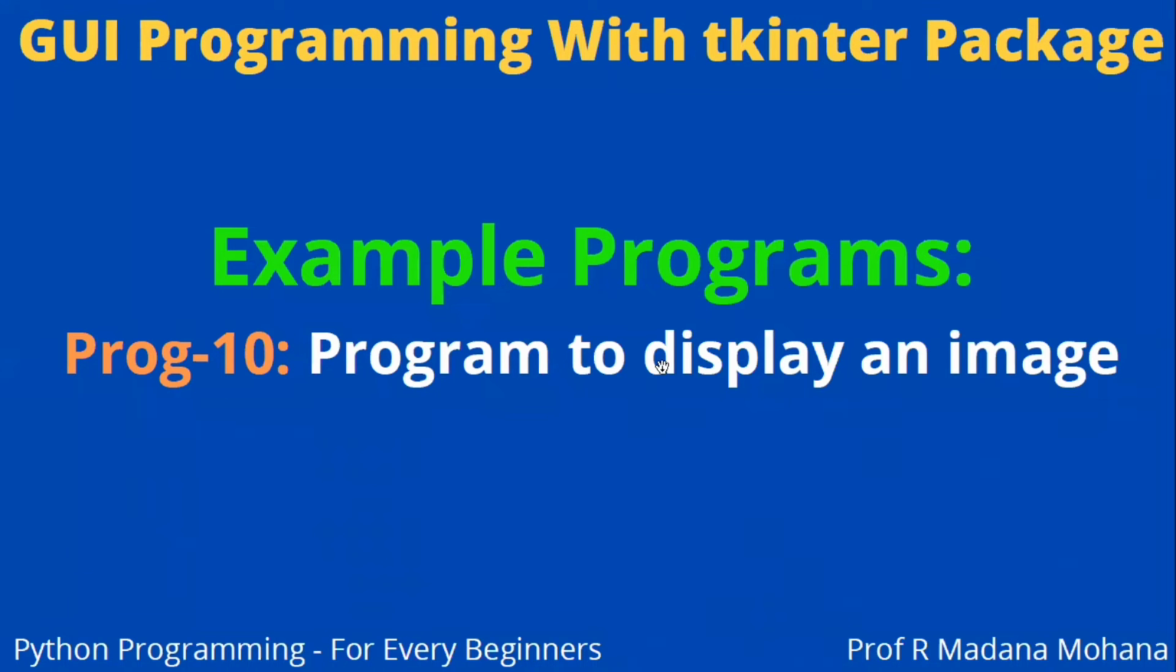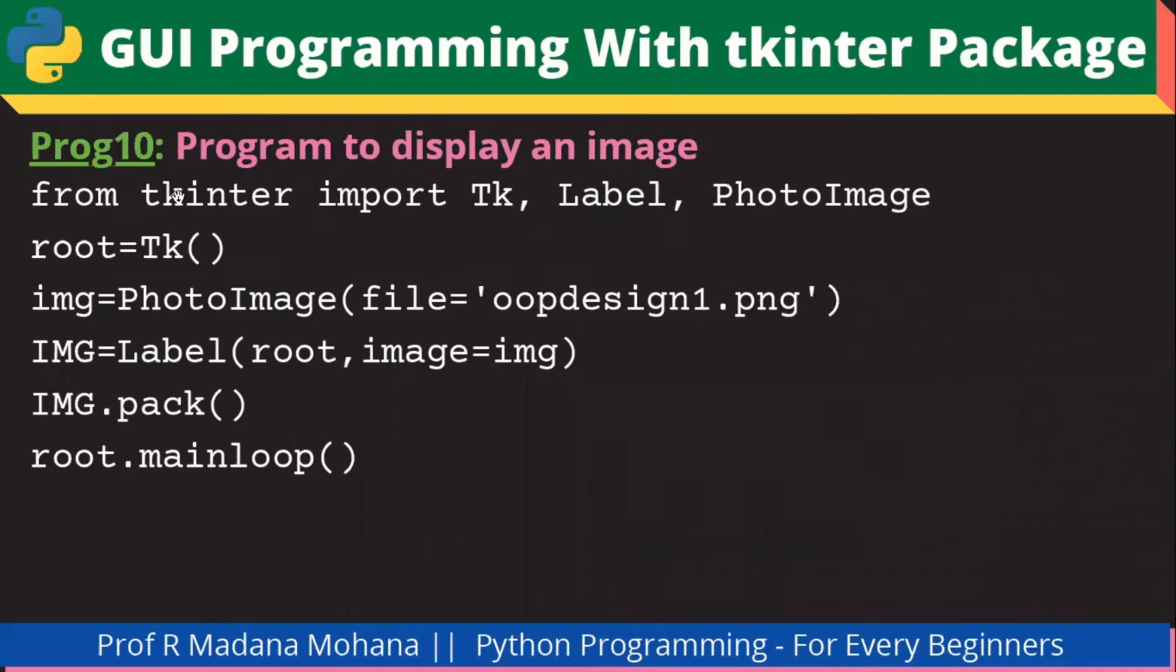Yeah, the next program. If you want to display one image which is available in your local system, in the specified path, using this tkinter package, here you have to import another method in addition to Tk and Label: PhotoImage. This PhotoImage is used to read the image stored in our system. So from tkinter import Tk, Label, PhotoImage. P and I are capital; PhotoImage is a single word.